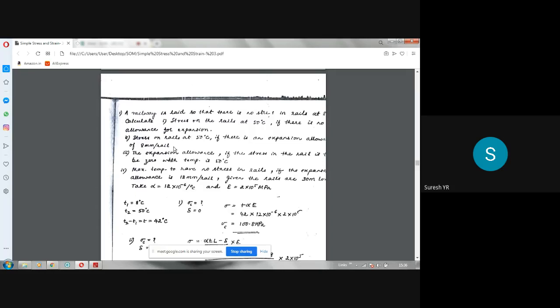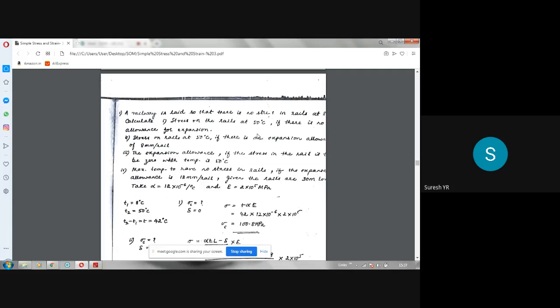Second case, stress on rails at 50 degrees centigrade only, if there is an expansion allowance of 8 mm per rail. Suppose delta value 8 mm is provided, then what is the value of thermal stress in that second case? Third case, the expansion allowance if the stress in the rail is to be zero when the temperature is 50 degrees centigrade. That means how much expansion allowance can be given so that the stress in the rail is zero. There should not be any thermal stress in the rail. That is the third case.